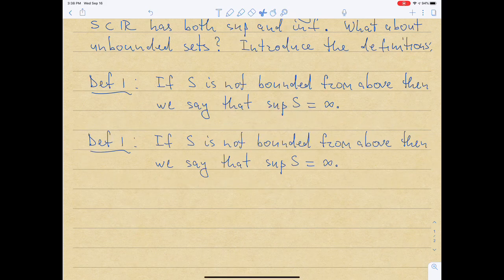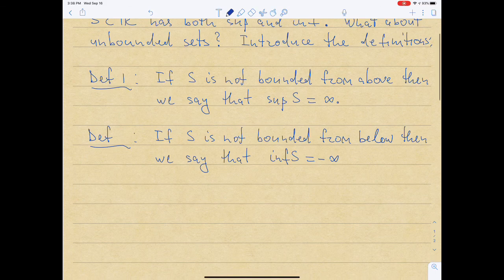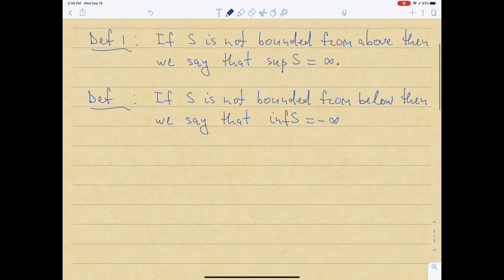So that would be definition number two. If S is not bounded from below, then we say that the infimum of S is equal to minus infinity. Okay, so what does that all mean?